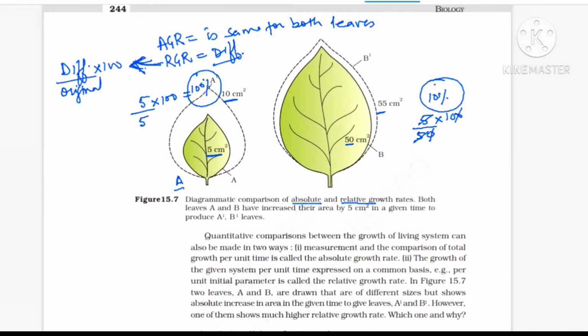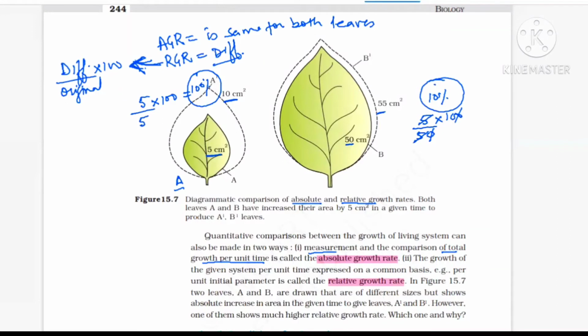Now see, measurement and comparison of total growth rate per unit time. If you are calculating total growth rate per unit time, it means you are calculating absolute growth rate. And if you are calculating growth per unit time expressed on a common basis, understood? Per unit time expressed on the common base means initial parameter. Then we say it is relative growth rate, means you are doing comparison. You are doing comparison from the previous amount, how much increase is there. Then you say relative growth rate.